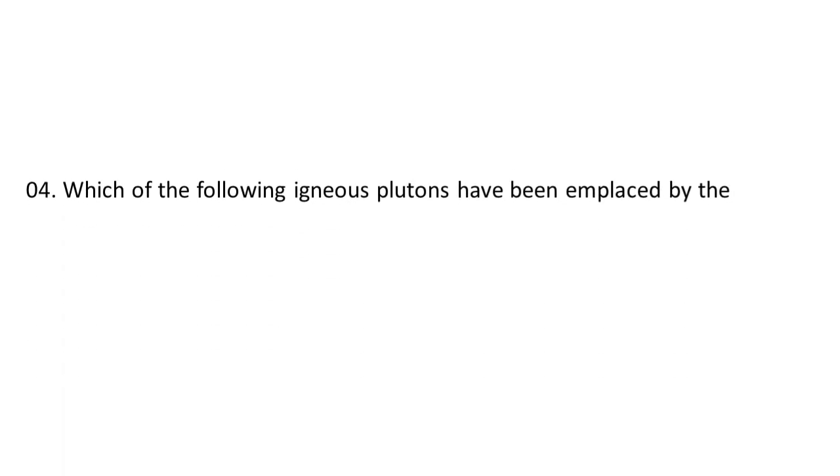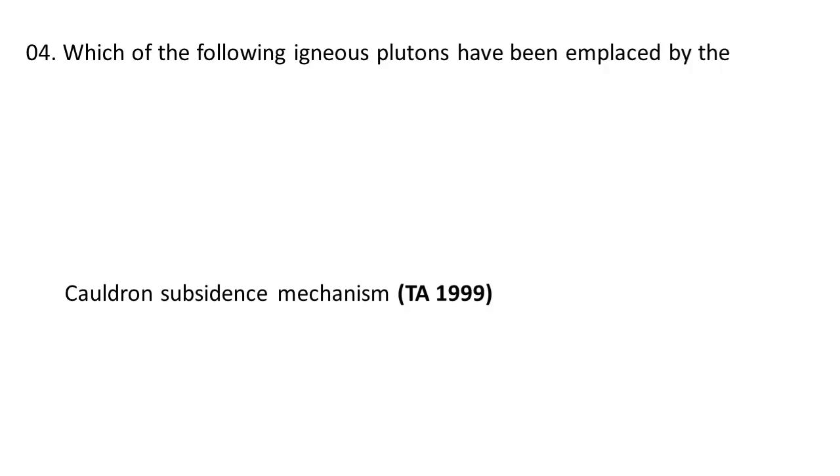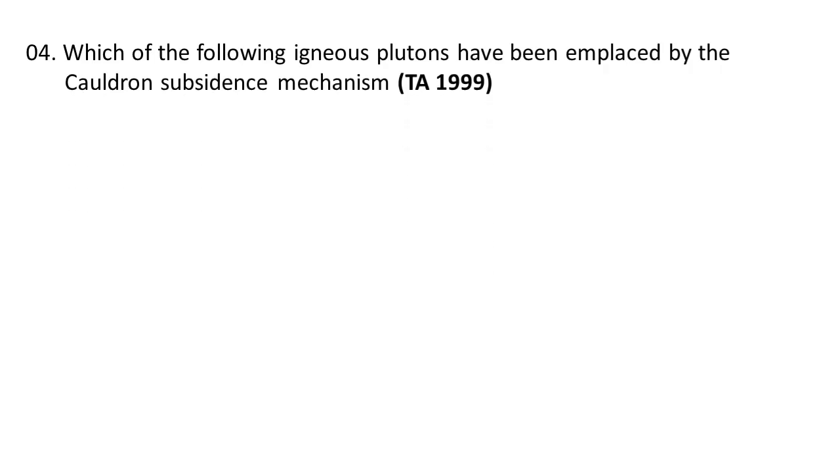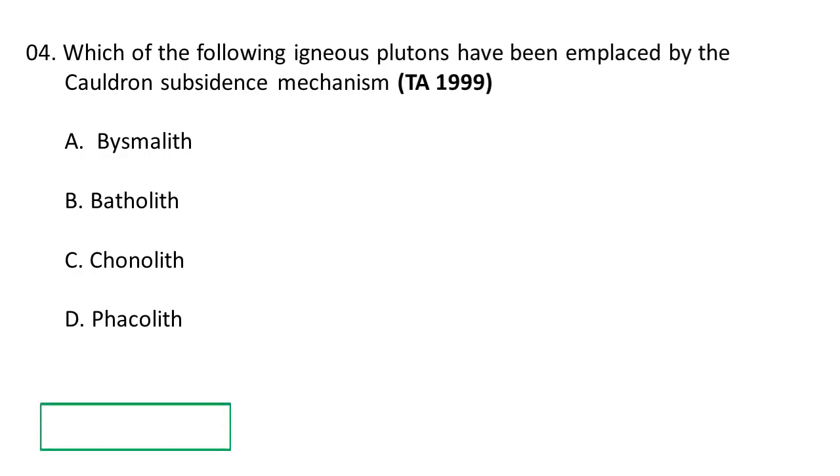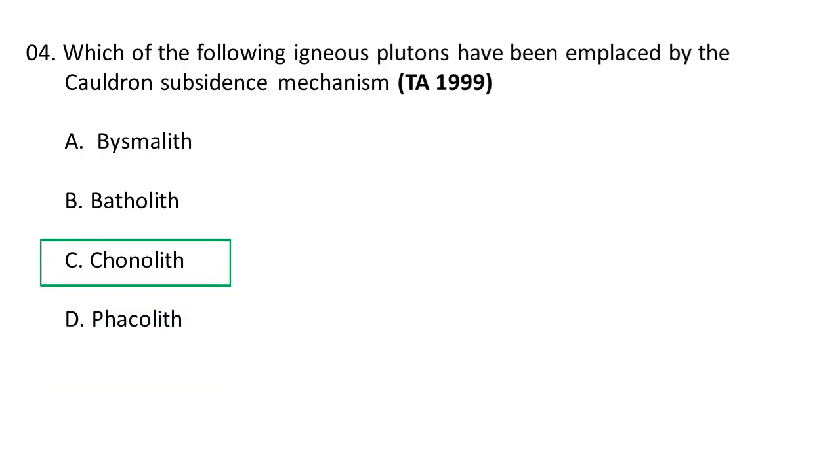Next question. Which of the following igneous plutons have been emplaced by the caldron subsidence mechanism? The choices are A. Bysmalith, B. Batholith, C. Chonolith and D. Phacolith. So the correct option is C. Chonolith. A chonolith, a type of igneous rock intrusion, is also known as a pluton that has irregular shape and a floor or base, and these chonoliths are different from the other plutonic structures which have specific shapes like dikes, sills, laccoliths and cone sheets. So this chonolith is the igneous pluton which has been emplaced by the caldron subsidence mechanism. C is the correct option.